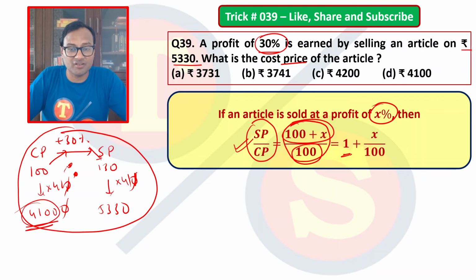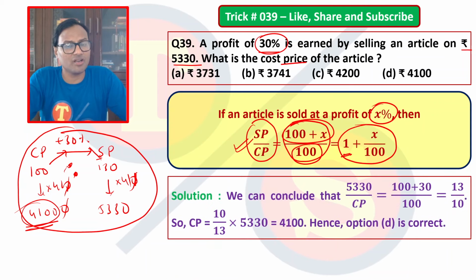100 upon 100 is 1, and X by 100 will be there. So definitely you can also write it as 1 plus X by 100. So use this formula and you will always be able to find out the answer very quickly.